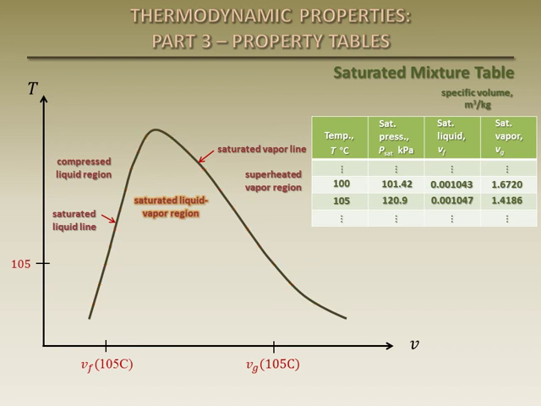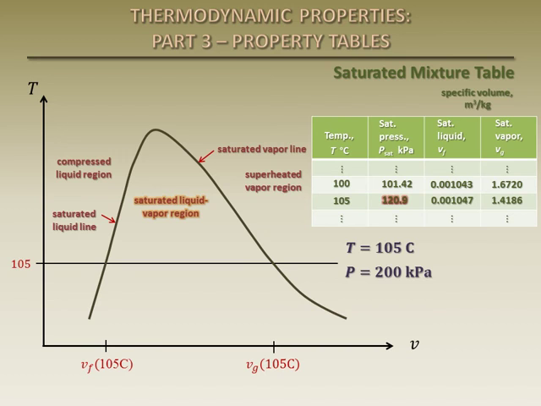Let's look at some examples of how we can use this table to determine which region on the diagram a given substance is in. Suppose we have water at a temperature of 105 degrees Celsius and a pressure of 200 kilopascals. We know that it must lie somewhere along this line. From the table, we see that the saturation pressure at the given temperature is 120.9 kilopascals.